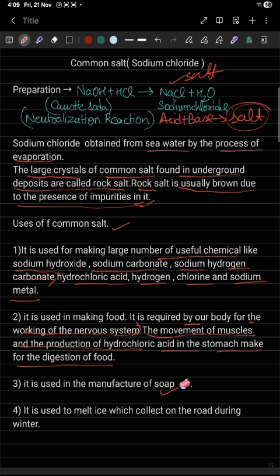So this is the preparation and uses of the common salt, or you can say sodium chloride.